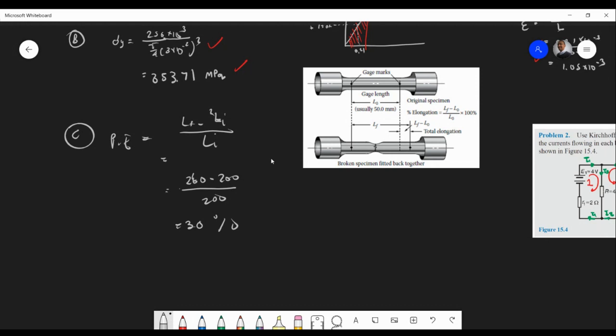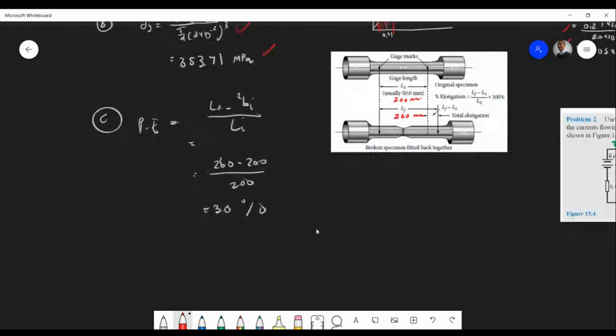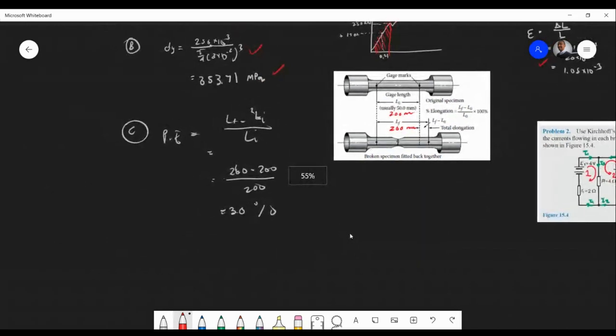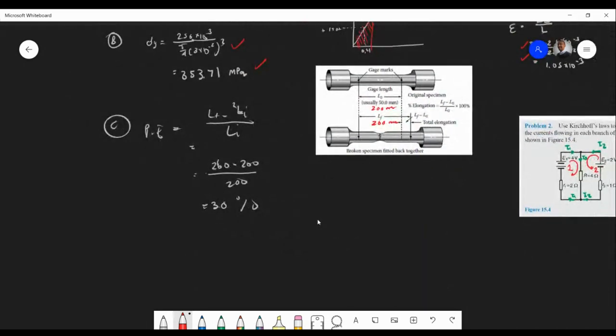So remember the total final length. In a case like this, our initial gauge length was 20 centimeters or 200 millimeters. You apply the loads and it breaks, and then we found it as 260. So we're subtracting 260 minus 200, divided by 200, and we should get 30%. All right, is everyone happy with that? And this is a ductile material.